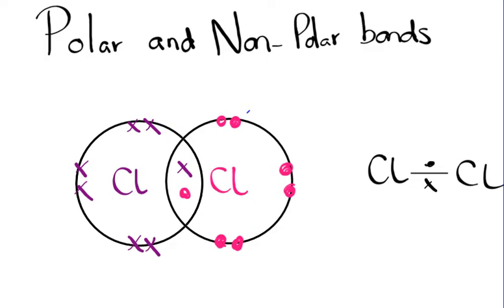Guys, so in this video we're going to be talking about polar and non-polar bonds. Before we get on to exactly what a polar and a non-polar bond is, I'm just going to take you back a few steps, and we'll start off by looking at this chlorine molecule. Chlorine molecules have two chlorine atoms bonded covalently, so they have a shared pair of electrons.